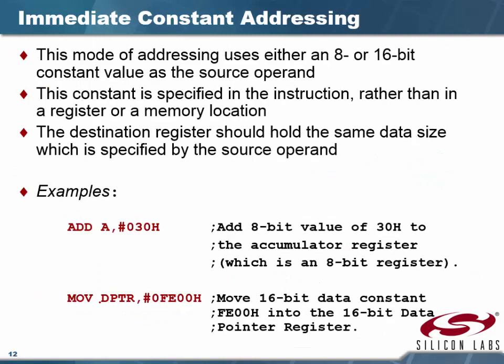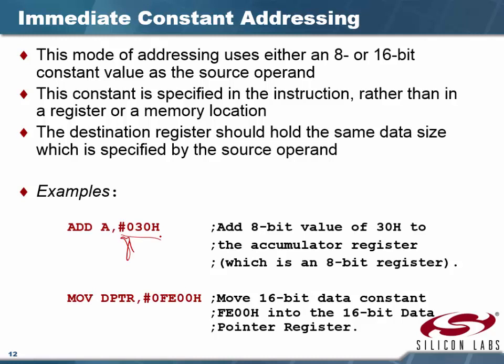Okay, immediate has this little hash mark there. The hash mark means that it's literally what's after that. Move the number 30 hex into the accumulator, right there.